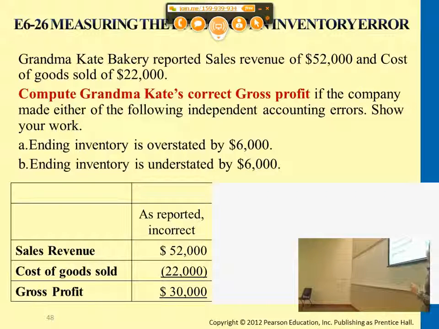So this is the dollar amount that's reported in income statement. Sales revenue, cost of goods sold, and gross profit as of now. But under a situation of ending inventory, you know for a fact that it's overstated by $6,000. How would you change this dollar amount to make sure this is correct? How would you edit this?